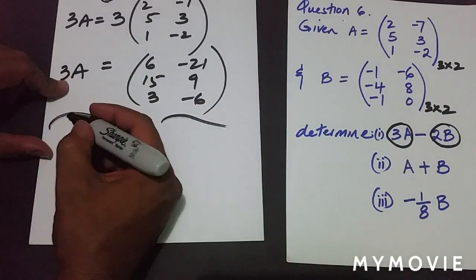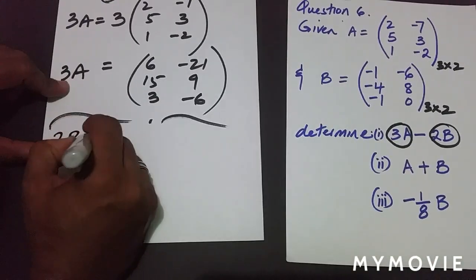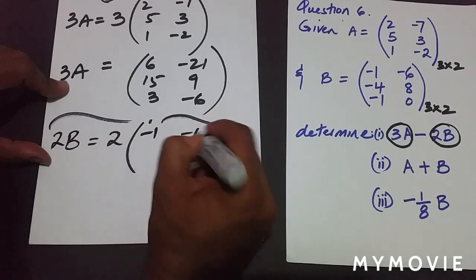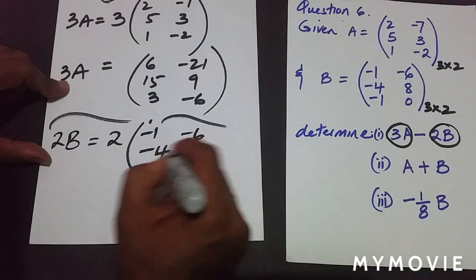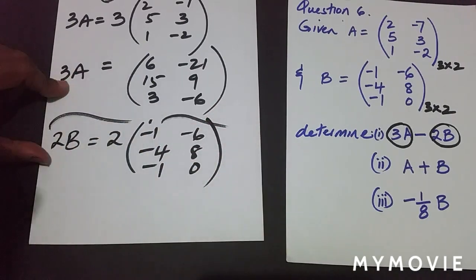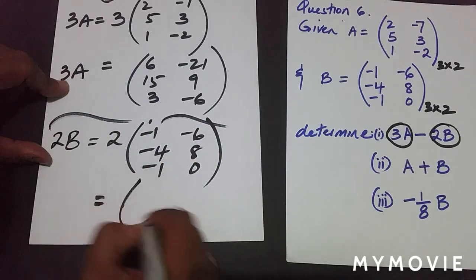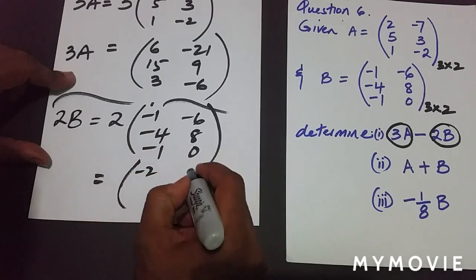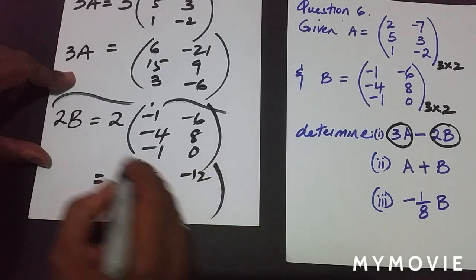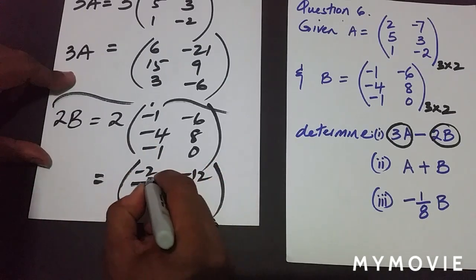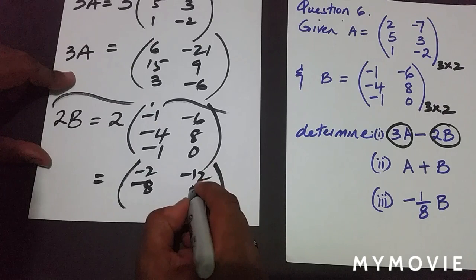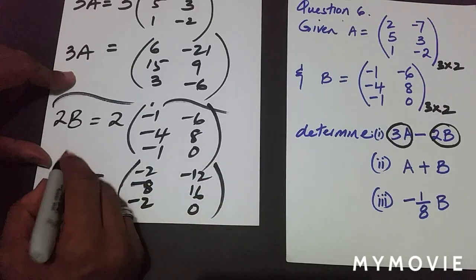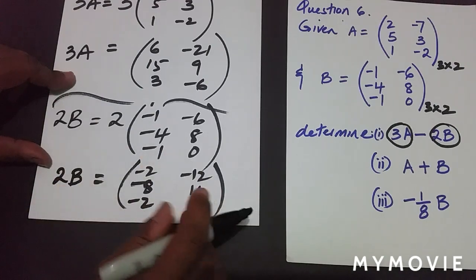Alright, so 2B means we're multiplying matrix B by 2, and matrix B is minus 1, minus 6, minus 4, 8, minus 1, and 0. So all of those elements will be multiplied by 2. So 2 times minus 1 is negative 2. 2 times minus 6 is minus 12. 2 times minus 4 is minus 8. 2 times 8 is 16. 2 times minus 1 is minus 2, and 2 times 0 is just 0. So that is what 2B is.